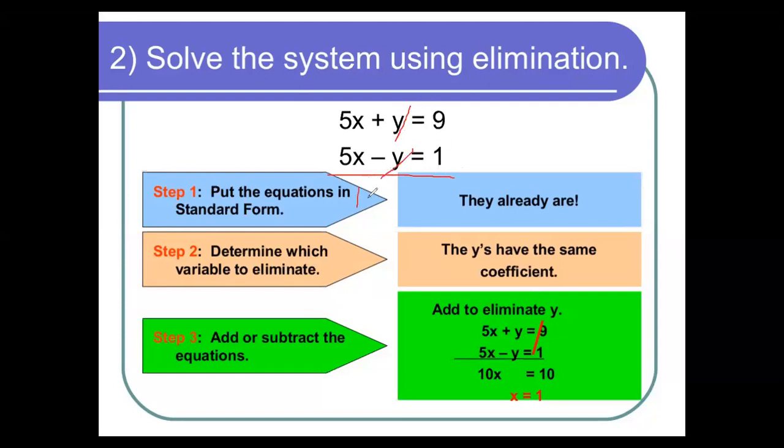And I have 10x equals how many? Equals 10. And then x will be equal, we will divide both by 10. So x equals 1. We will take it and go back. So 5 times 1 equals 5 plus y equals 9.